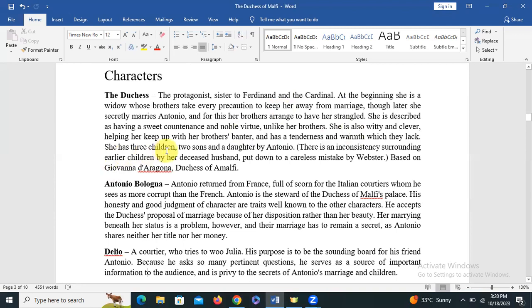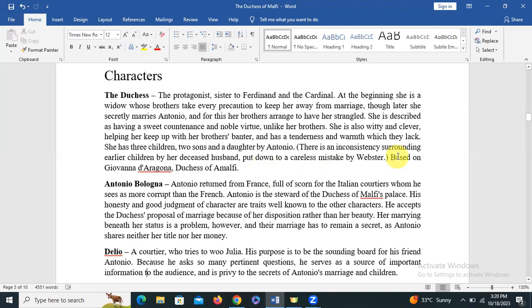She has three children, two sons and a daughter by Antonio. And in the drama, you will see that there is an inconsistency surrounding earlier children by her deceased husband. At one place, you'll see that there is something about her children from her first husband, but some of the writers said that this was a mistake by Webster.